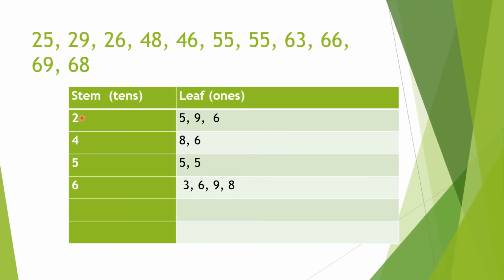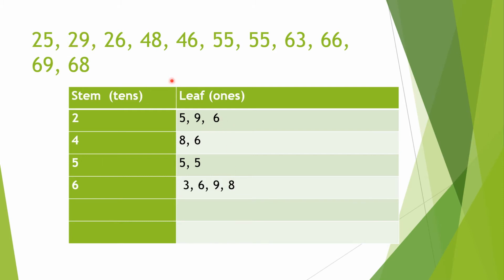Now let's do the reverse. 2 from the stem represents 2 tens, or 20, while 5 from the leaf represents 5 ones. Hence we get 25. 2 from the stem again represents 20, and 9 from the leaf represents 9 ones. Hence we get 29.